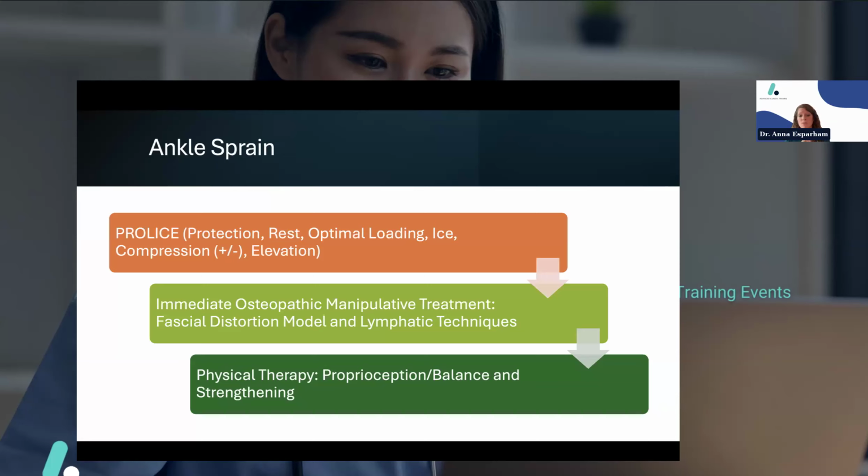And then physical therapy, really focusing on that proprioception and balance. There are so many proprioceptors in the fascia of the ankle that when it gets disturbed, it gets thrown off. And so we really need to do that for performance, as well as just general movement.